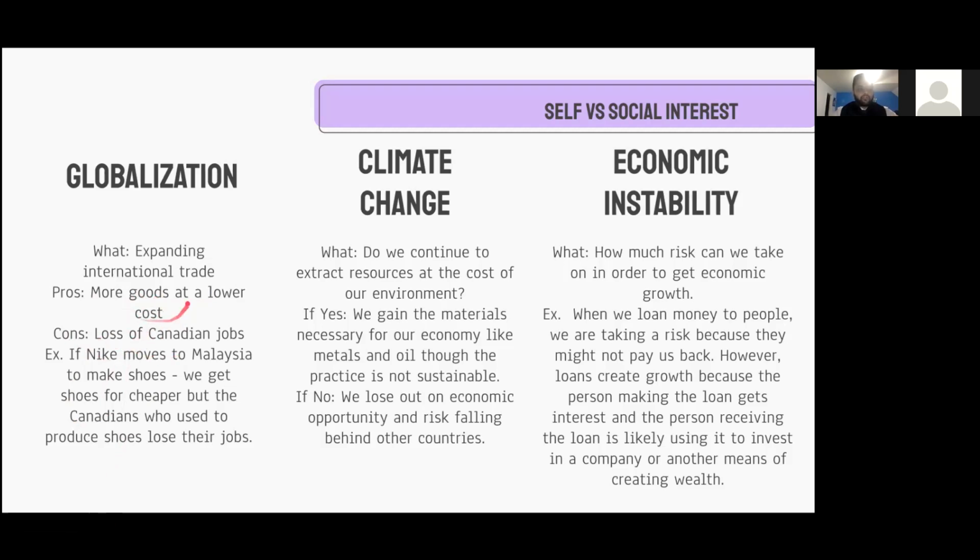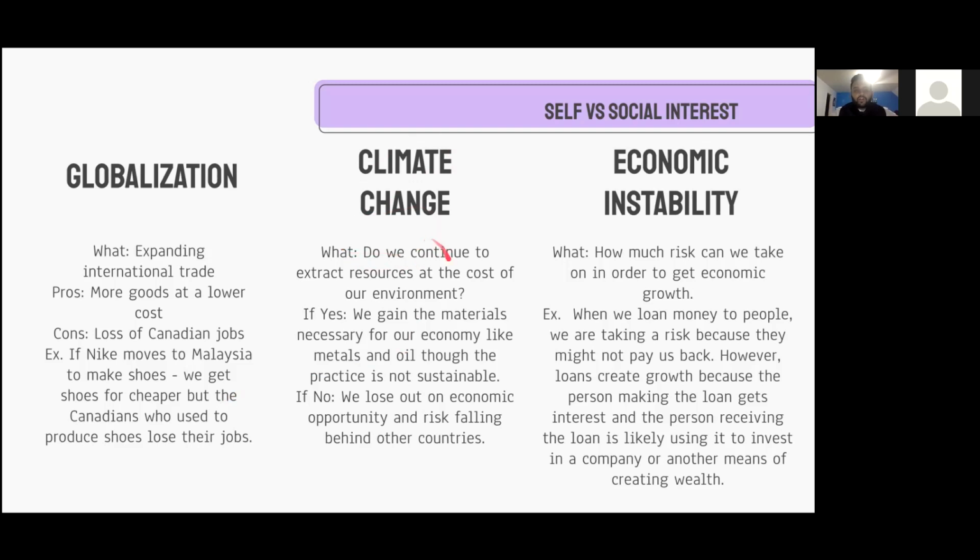While some Canadians benefit from lower prices of goods through Amazon, a lot of Canadian jobs might be lost, right? And this is true of any manufacturing instance. If Nike moves to Malaysia to make shoes, we get cheaper shoes in Canada for Canadians that want to buy them. But Canadians that worked in the industry of producing them lose their jobs, right? So social interest here clashes directly with individual interest.